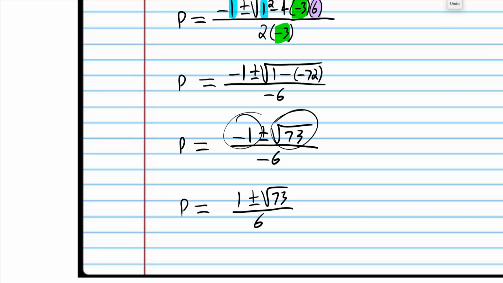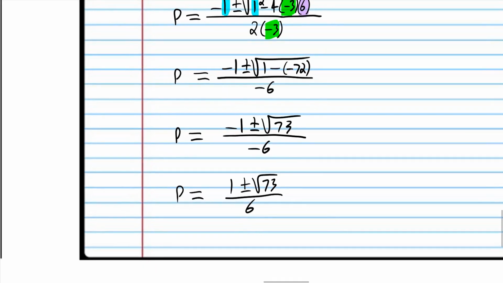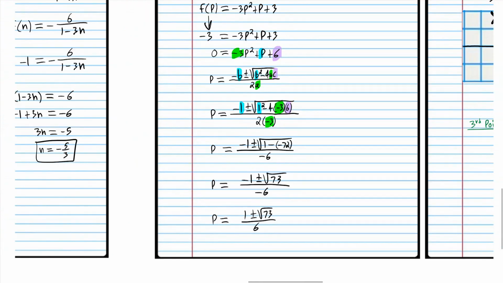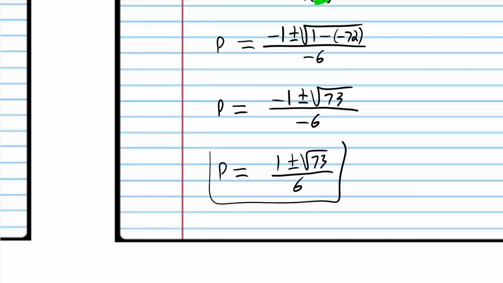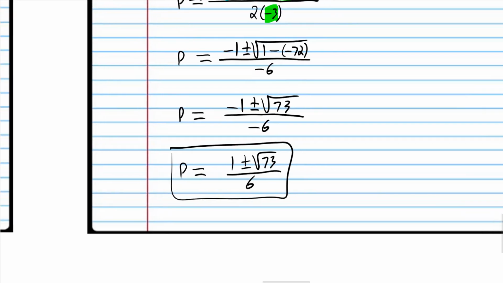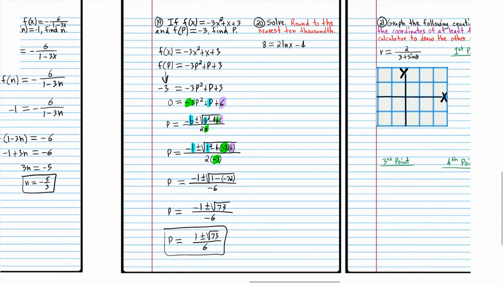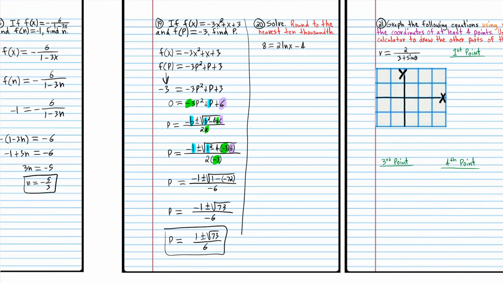The negative 1 becomes positive 1. And the plus or minus doesn't change because if you multiply a plus or minus by a negative 1, it doesn't really change the outcome of the situation. So those are the answers. There's actually two answers. Either of these answers work. 1 plus root 73 over 6, or the other answer that works also is 1 minus root 73 over 6. So if you got that right, excellent.